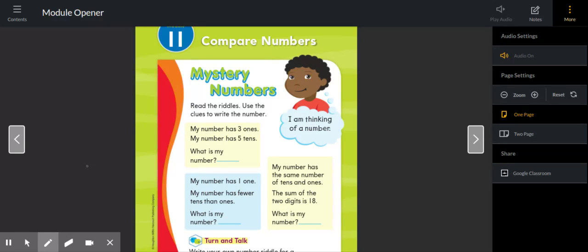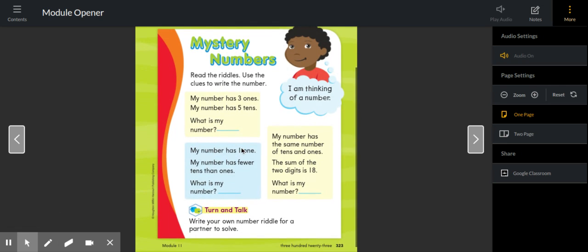And Module 11 has to do with comparing numbers. It has to do with deciding which number is greater than or less than, bigger than or smaller than another number. But to start out the unit, they want us to think about riddles for numbers. And so we're going to be using some of the information that we learned in our last chapter to do quick pictures and figure out these riddles.